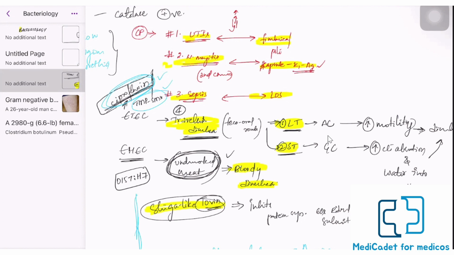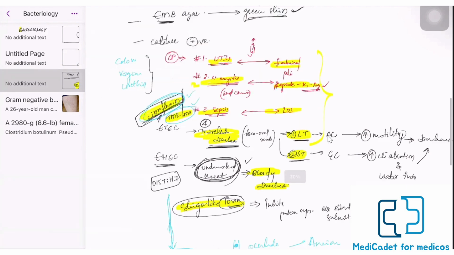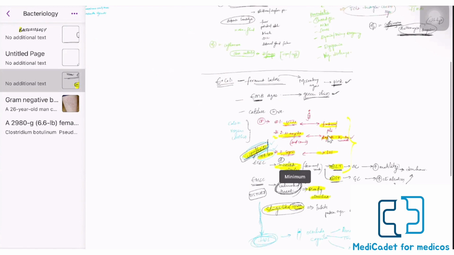And what is the treatment if it is any of this? Okay, UTIs, meningitis, sepsis, etc. All these things, you're going to give ciprofloxacin and trimethoprim-sulfamethoxazole. If it's diarrhea, you're going to give supportive therapy and oral rehydration therapy. Let's see how this will be tested, because E. coli is a huge one.